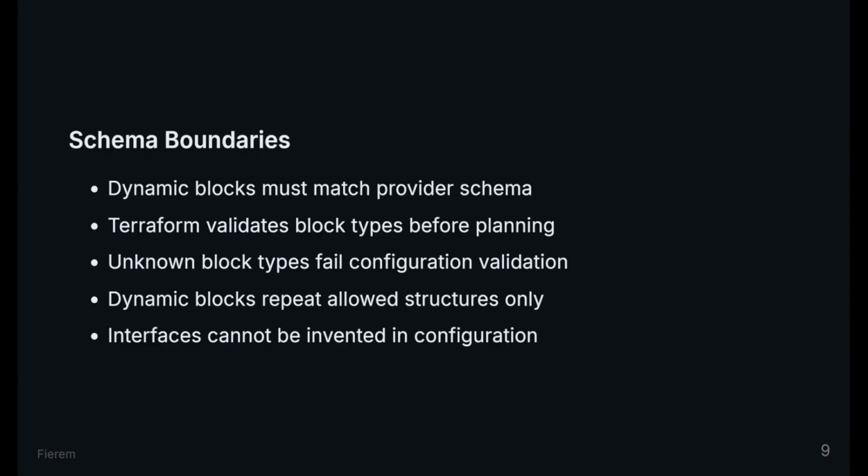On a submarine, system consoles are isolated by strict interface boundaries. The sonar console cannot issue commands to the reactor control system because the interface contract forbids it. Terraform enforces the same discipline. Dynamic blocks can repeat an allowed structure, but they cannot invent new interfaces.